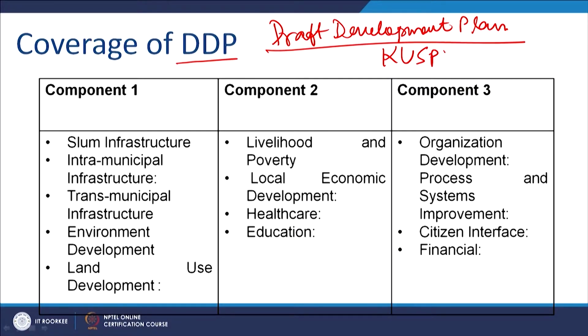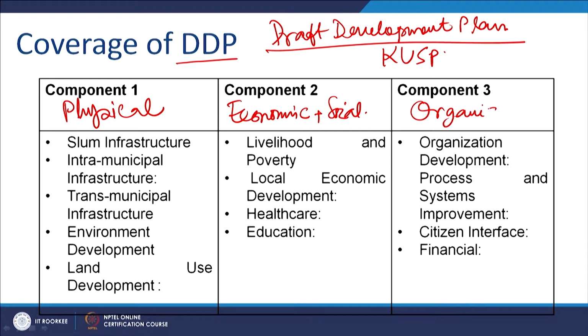So, there are component 1, component 2 and component 3. You can see that component 1 is basically focused on physical parameters, component 2 was focused on economic and social parameters, and component 3 was focused on organization parameters, like organization development plan, process and system development, citizens interface and financial. Even if it is a planning document, component 3 takes care of the governance element, so that the planning provisions or the development works can be streamlined in a better way through an efficient organization.